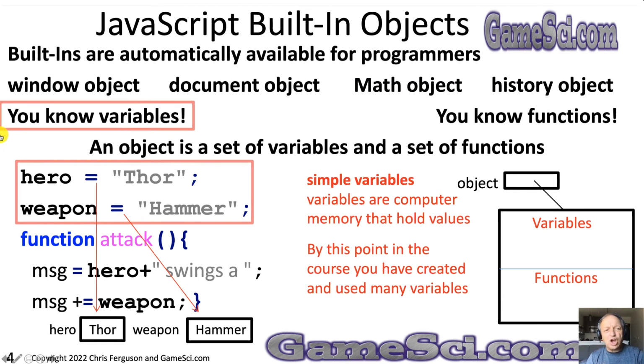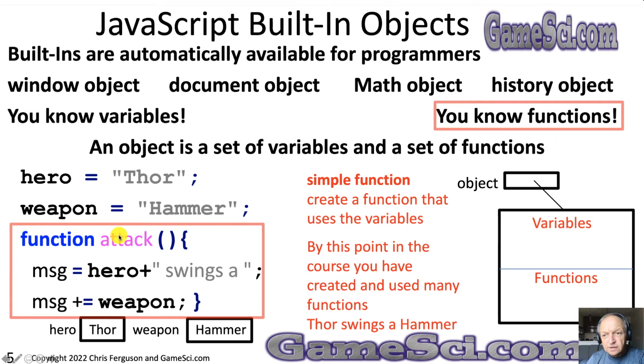Let's start with what we know. You know variables. Simple variables. Variables are computer memory that hold values. At this point in the course, you have created and used many variables. You can see I create a hero equals Thor. That's a simple variable. I store a single value in the variable hero. Weapon equals hammer. I'm going to assign hammer, the weapon of choice for Thor, to the weapon variable. These are simple variables and you've used many of them in your programs so far.